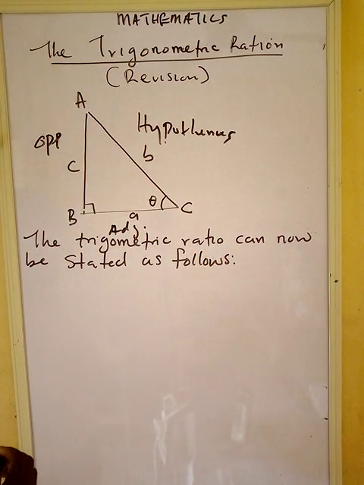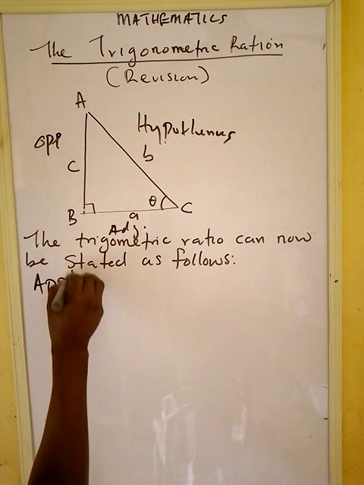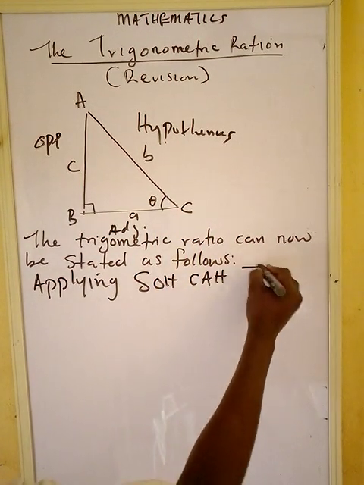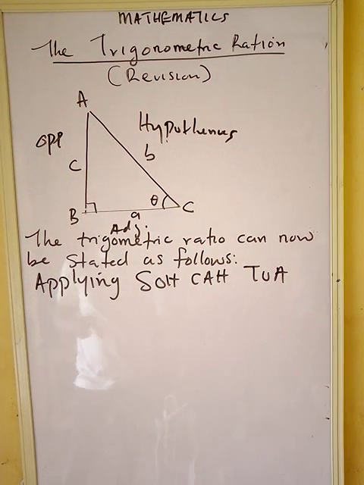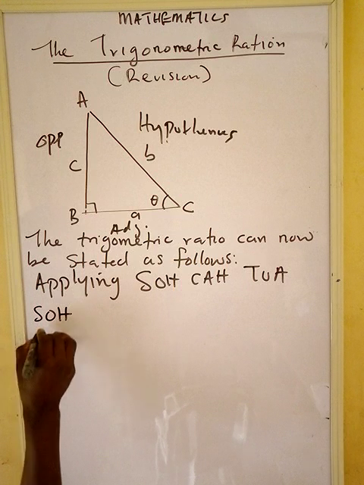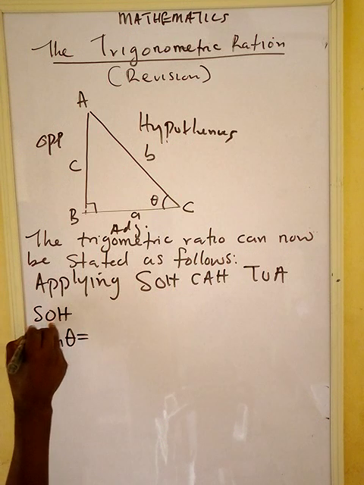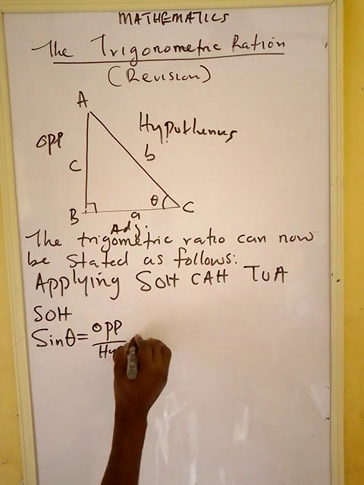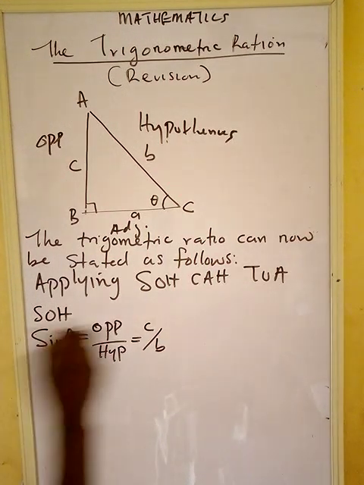state our three ratios. What we are going to use is what we call SOHCAHTOA. SOH means sin theta equals opposite over hypotenuse. What's our opposite here? C. Our hypotenuse is what? B.